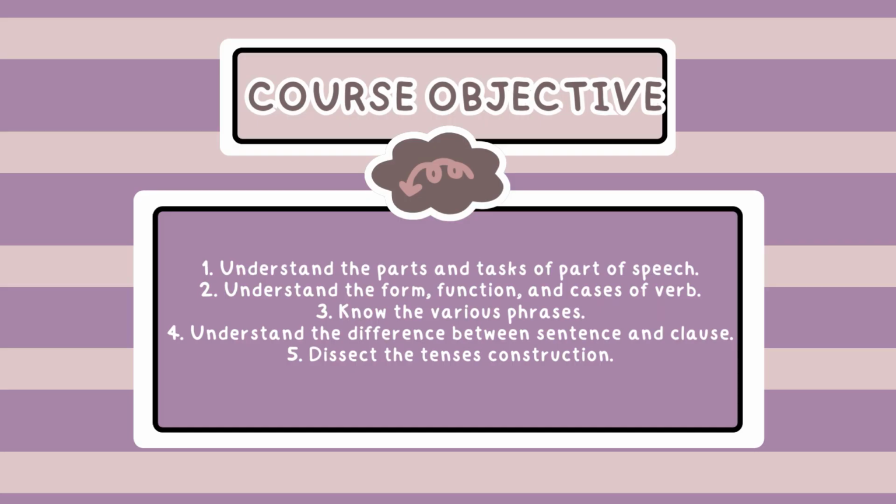Move to the course objective. In this course objective, we have 5 steps. The first, understand the parts and tasks of part of speech. The second, understand the form, function, and cases of verb. The third, know the various phrases. The fourth, understand the difference between sentence and clause. And the last is dissect the tenses construction.